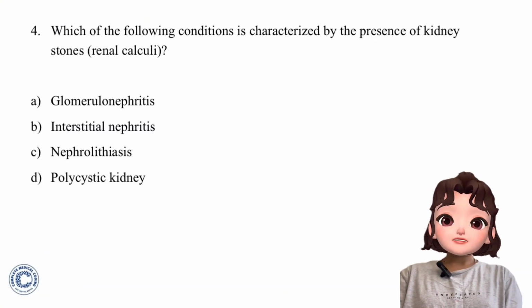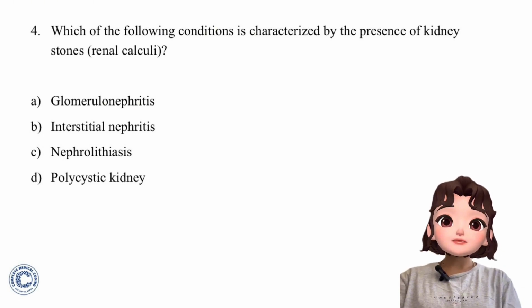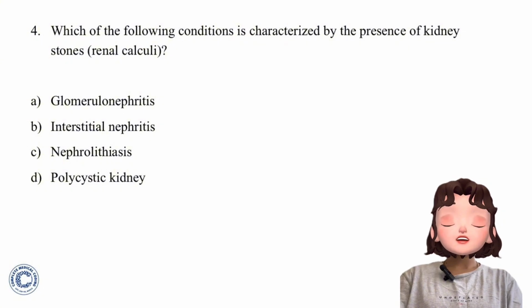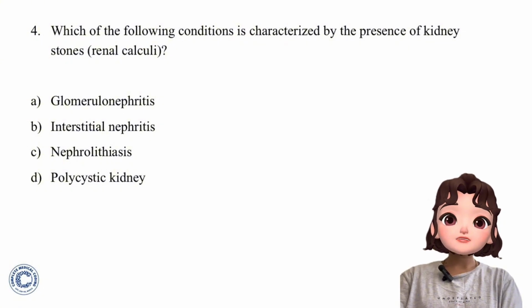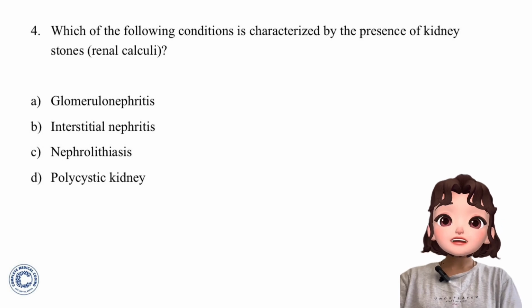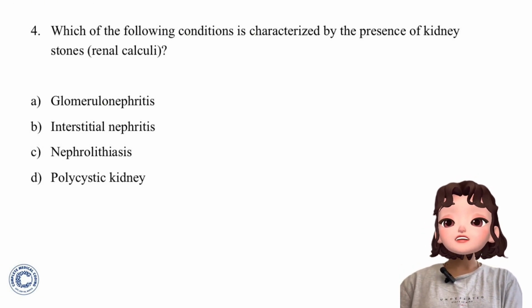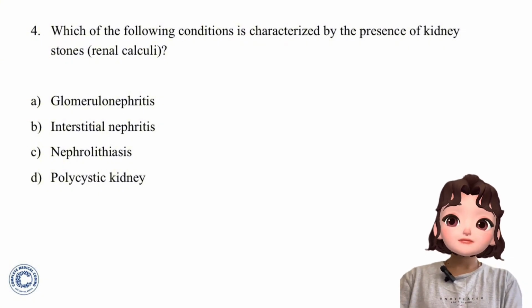Moving to the fourth question. Which of the following conditions is characterized by the presence of kidney stones? Kidney stones are also called renal calculus. You might get different terms in the exam. So kidney stones are otherwise called renal calculus. So which of the following among the options is characterized by the presence of kidney stones?